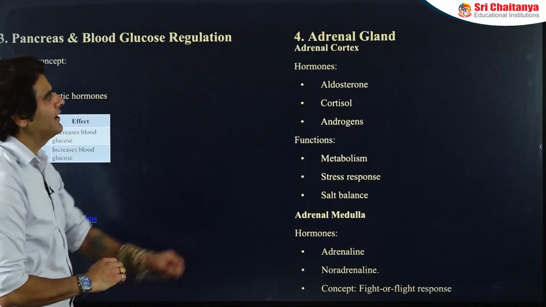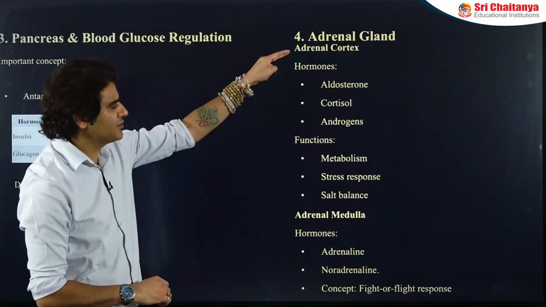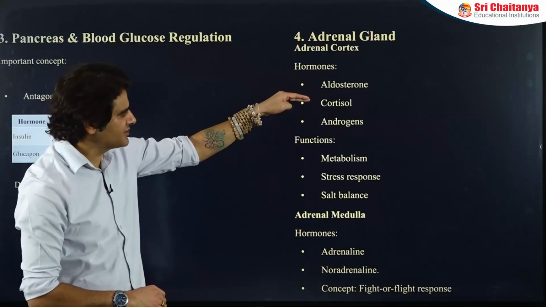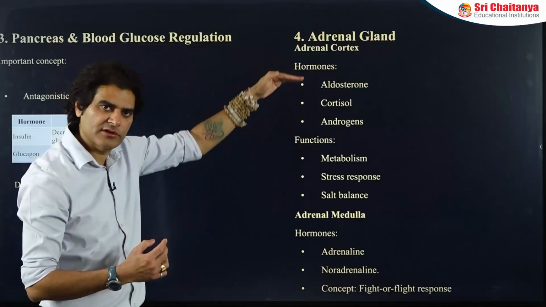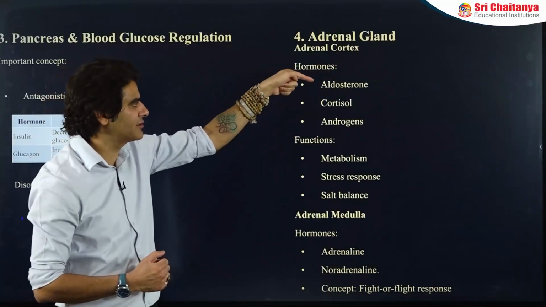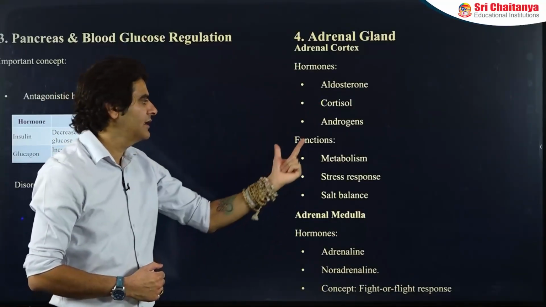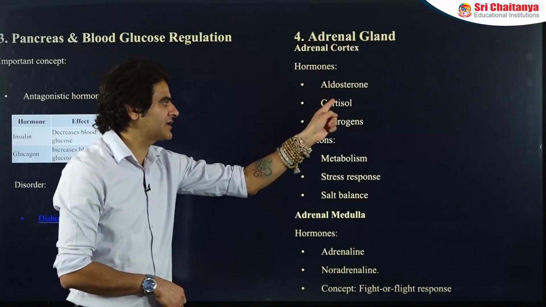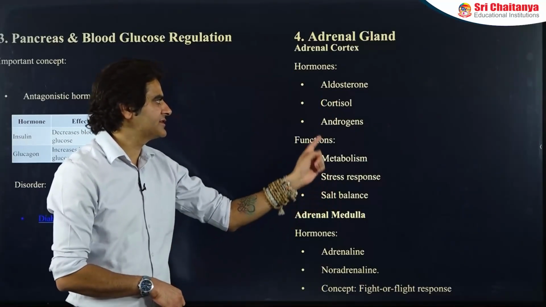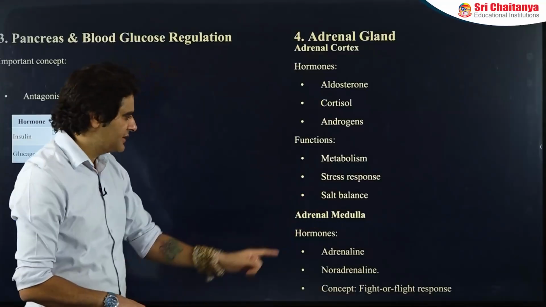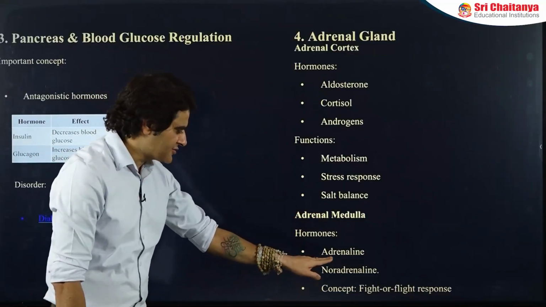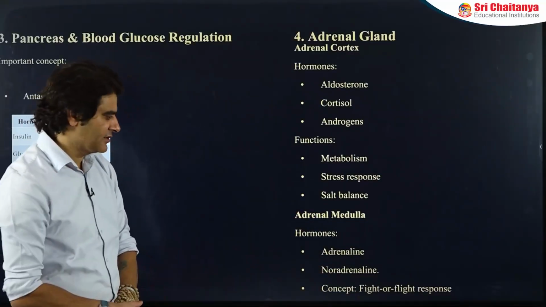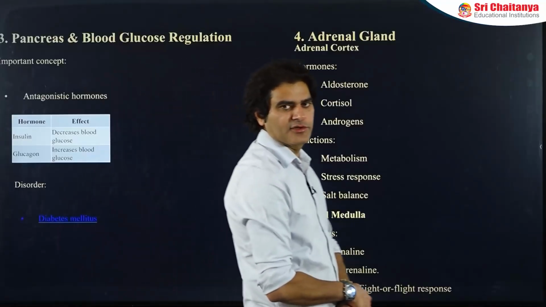Diabetes mellitus. Next, adrenal gland, cortex hormones: aldosterone, cortisol, androgen, respectively from all the 3 layers of the cortex, zona glomerulosa, fasciculata, reticularis. Functions of these hormones: controlling metabolism of minerals, carbohydrates, stress responses, and salt balance. Adrenal medulla hormones: adrenaline, noradrenaline. What is the key concept here? The fight or flight response.